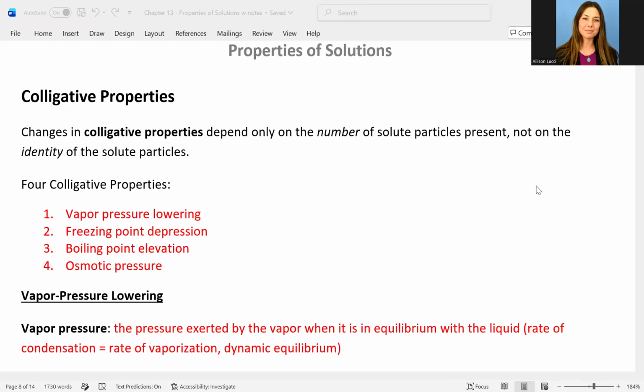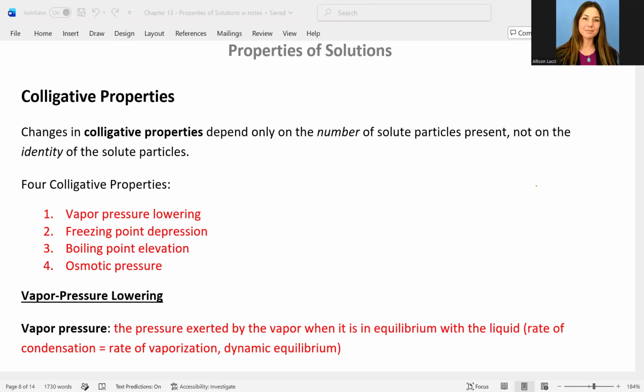In this video, we're going to introduce colligative properties, and the four colligative properties specifically that we're going to talk about are noted here. So first we have vapor pressure lowering, then we have freezing point depression, third is boiling point elevation, and the fourth colligative property is osmotic pressure.